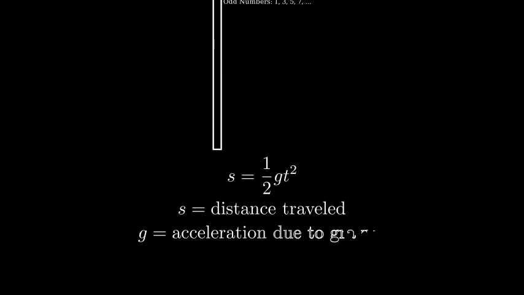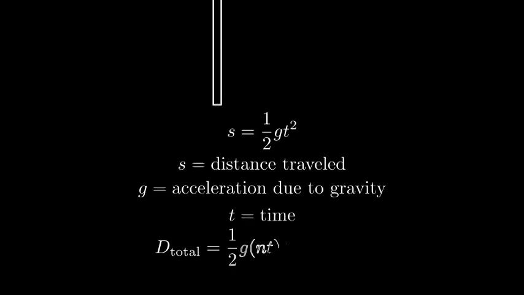Now, let's prove Galileo's law mathematically. For a body falling freely from rest, we can use the equation s = 1/2 gt², where s is the distance, g is the acceleration due to gravity, and t is the time. If we consider the total distance, d_total, traveled by the body by the end of n time intervals, with each interval being of duration t, we get d_total = 1/2 g (nt)². Now, let's calculate the distance traveled during each individual time interval.